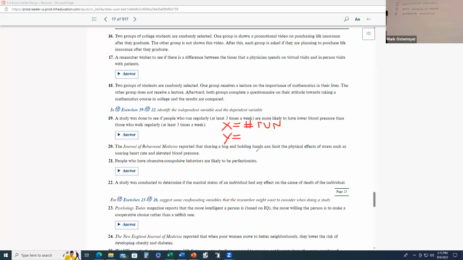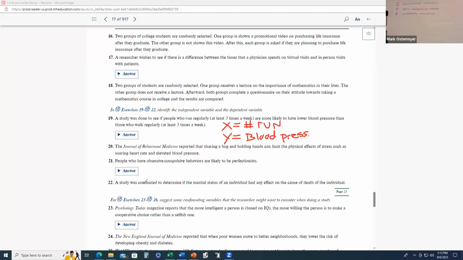Then what would be y, the dependent variable? What would depend upon the number of times a person runs? Think about it. Blood pressure. The y, the dependent variable, would be the blood pressure. You got it. Does that make sense here? How we differentiated between the independent versus the dependent variable there? Okay. All right. Let's try another one here.